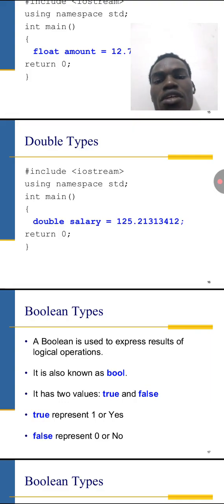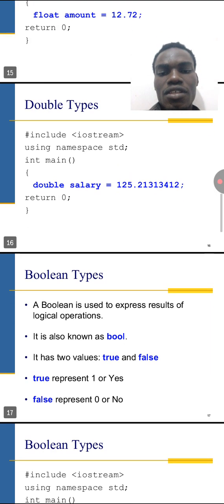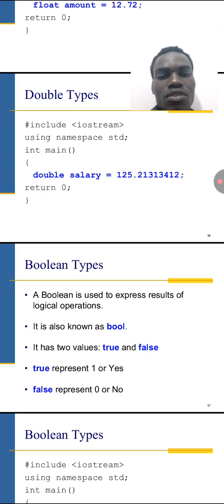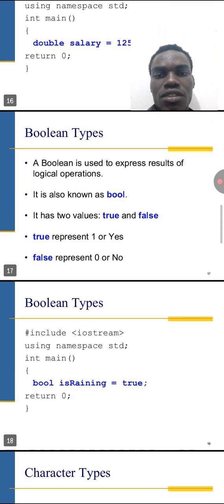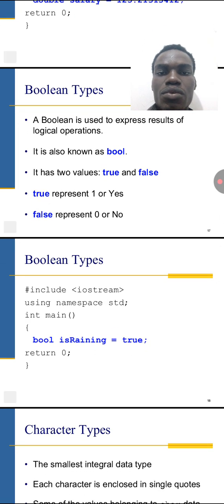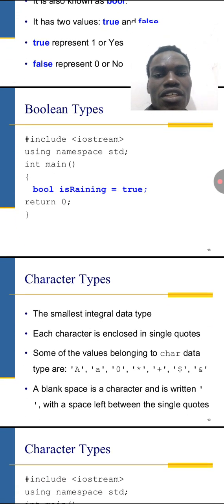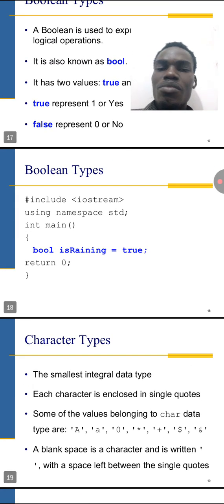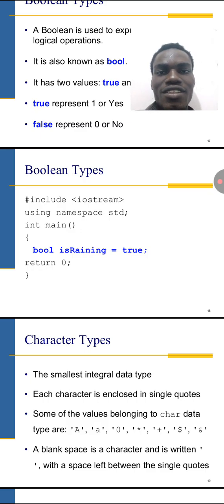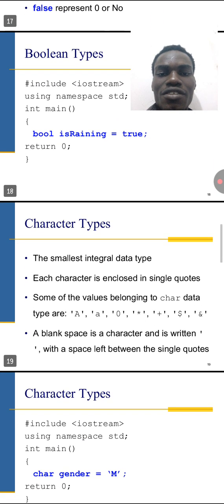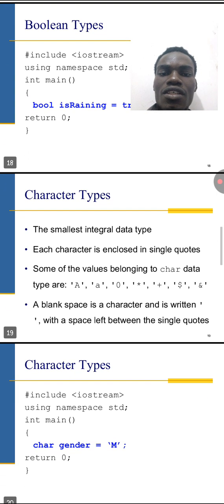Now let's look at the boolean types. A boolean is used to express results of logical operations. It is also known as bool. It has two values, true and false. True represents 1, false represents 0. If we take a look at this, raining equals true, and in computer language that is 1, which is true.